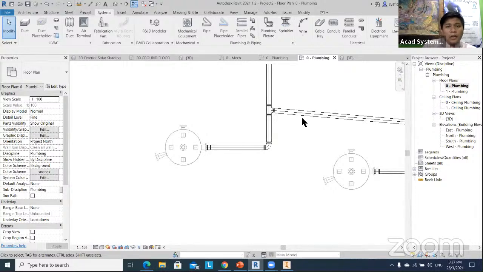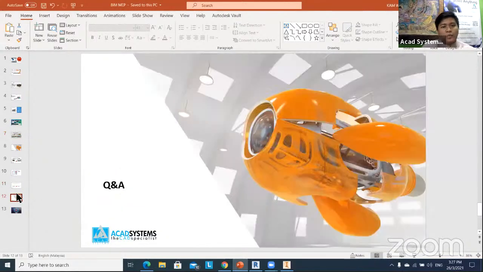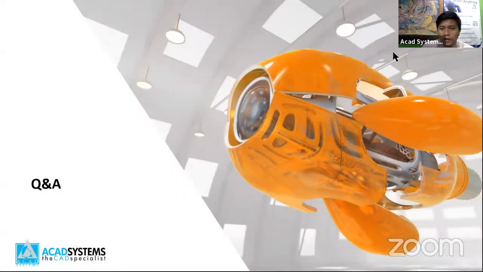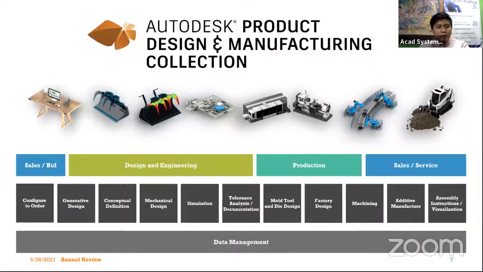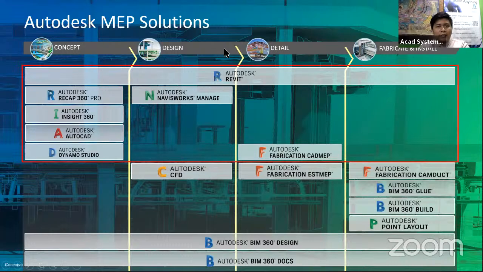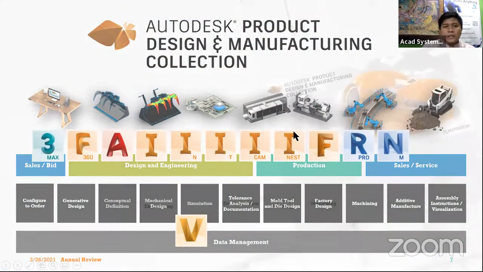All right, so I go to the next agenda, which is question and answer. I believe that will be my presentation. I see in chat there is one question: is Inventor software not inside the AEC Collection? Yes, Inventor is a different bundle of software, which is inside the Product Design Manufacturing Collection, PDMC. Inventor will be inside here. This will be the solution for Revit, the AEC Collection, and this will be the solution for Inventor, the Product Design Manufacturing Collection.